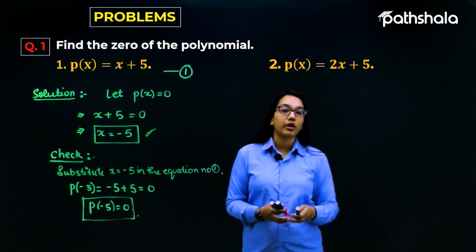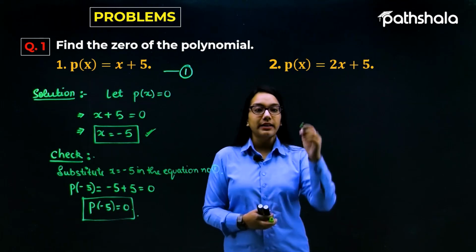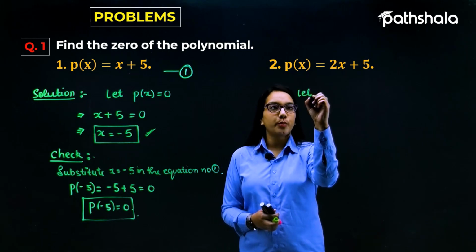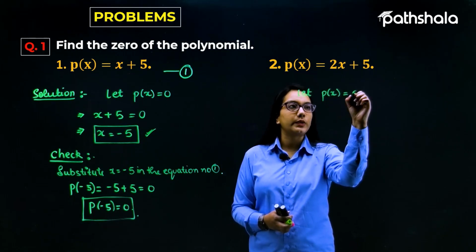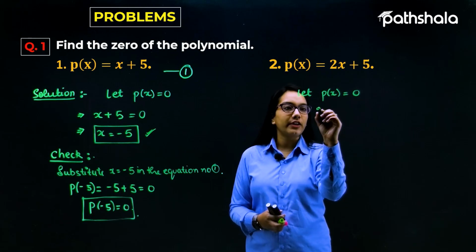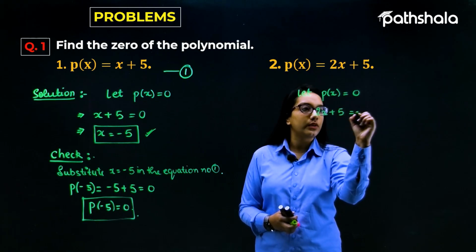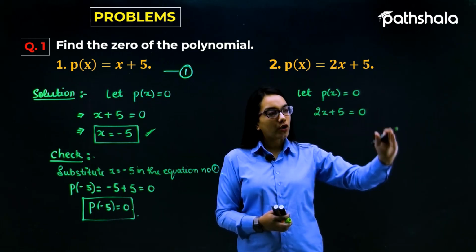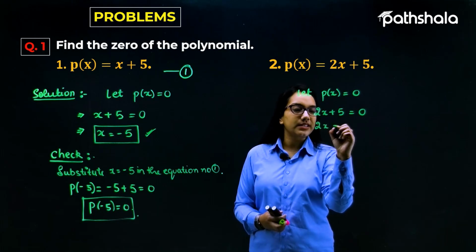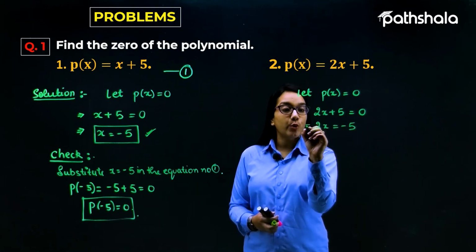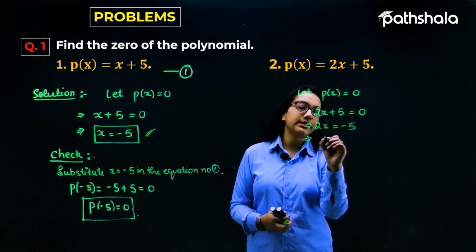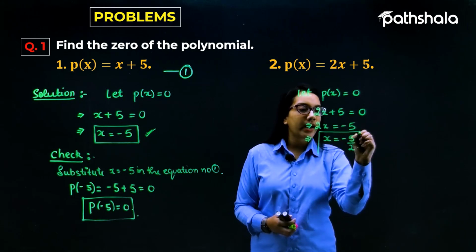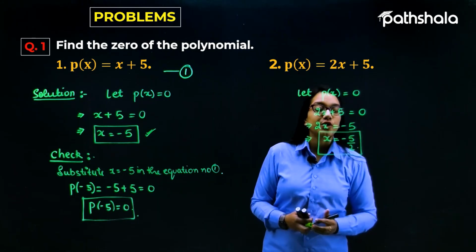Now let us talk about the second part, and the second part is p(x) as 2x plus 5. Again, suppose p(x) is equal to 0. So p(x) is 2x plus 5, which means 2x plus 5 is equal to 0. Let's find the value of x. Transpose plus 5 to the other side, so it would be 2x is equal to minus 5. Now transpose 2 to the other side. It would be x is equal to minus 5 by 2. So at the end, we are getting the value of x as minus 5 by 2.